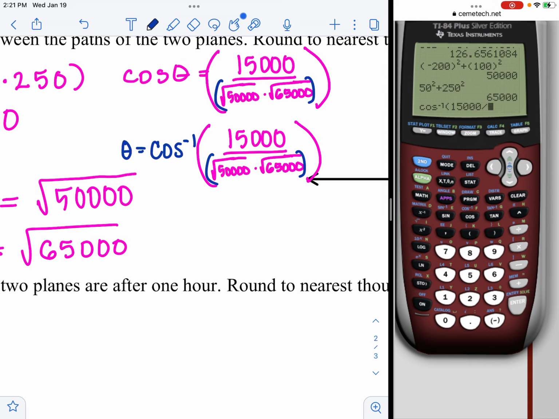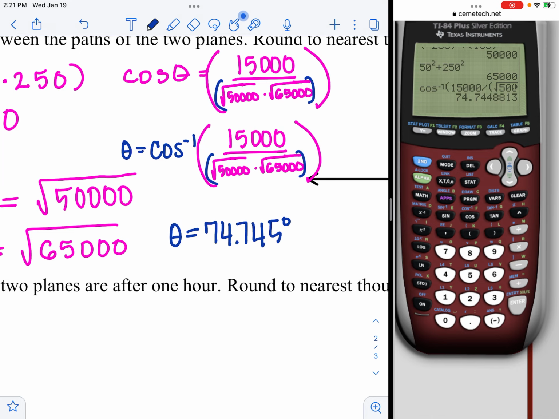Cosine inverse, 15,000. 15, 3 zeros. 1, 2, 3. Divided by parentheses. Square root of 50,000. 50. 1, 2, 3. Get out of the square root. Square root of 65,000. 65. 1, 2, 3. Get out of the square root. Close the parentheses, hit enter.